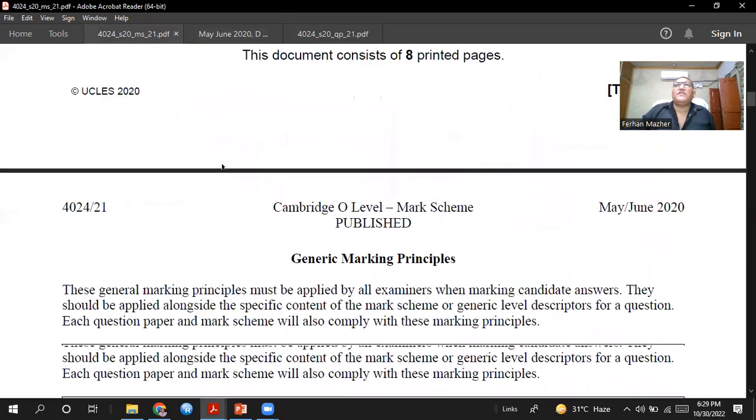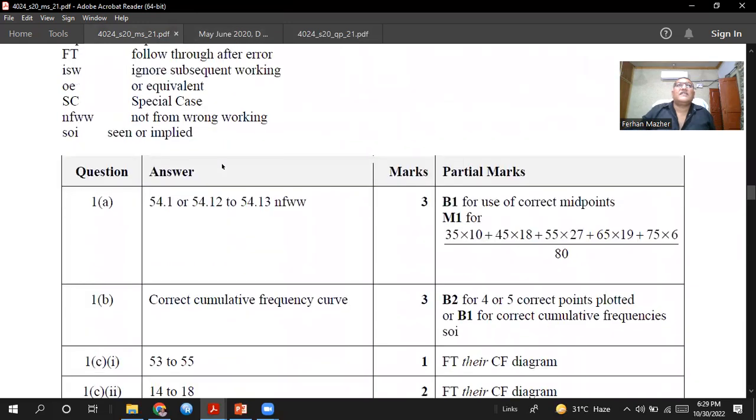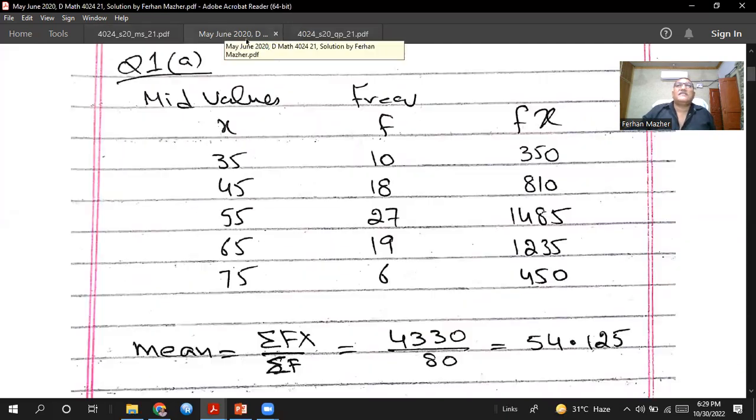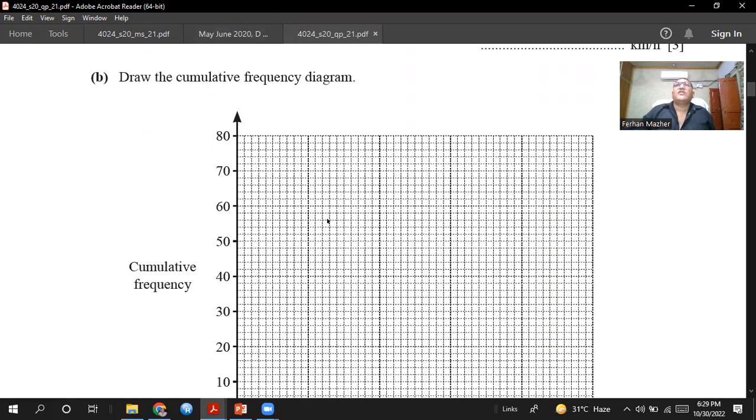It's part A, 54.1. So our answer is 54.125. Okay, so our answer is right. So we are going to the next question.